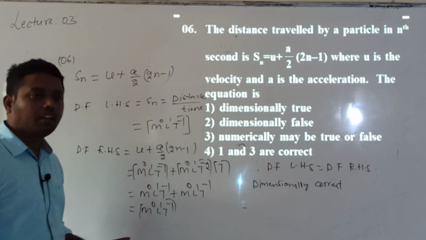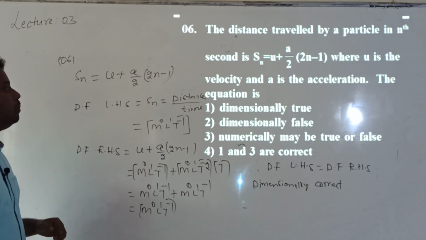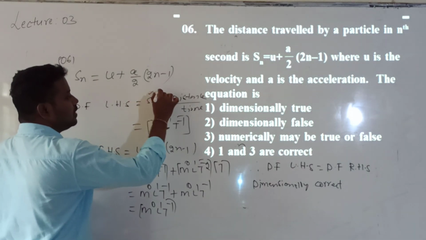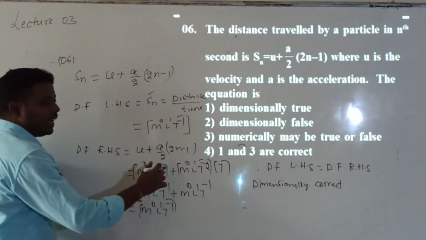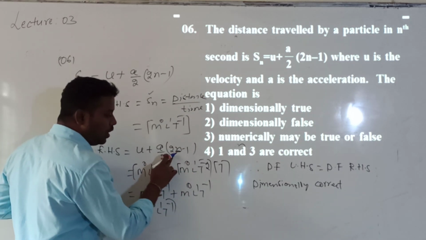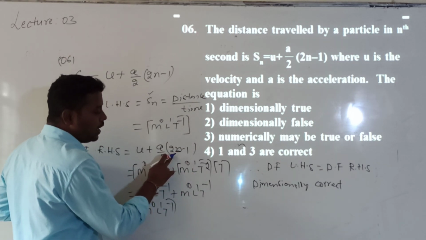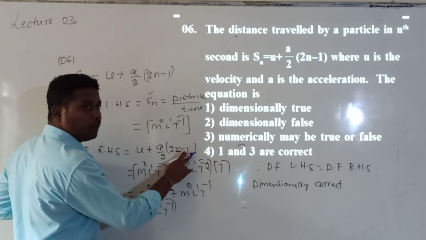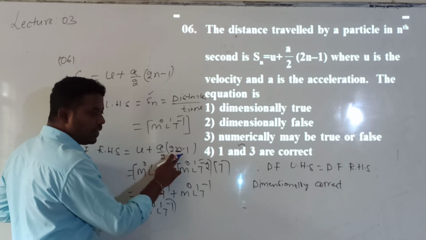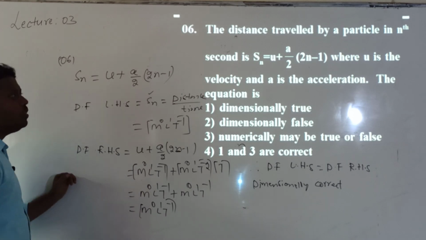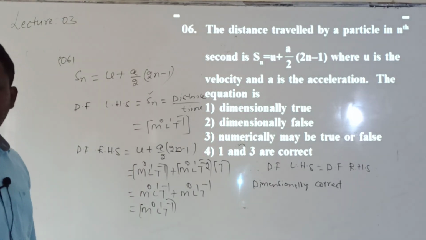So the first option. But two things you need to remember. Sn is not just distance, it is distance travelled in a given time, and n is the time here. So 2 is a number, so no dimensional formula. 1 also has no dimensional formula. What is the dimensional formula for n? T. So this is question number 6.